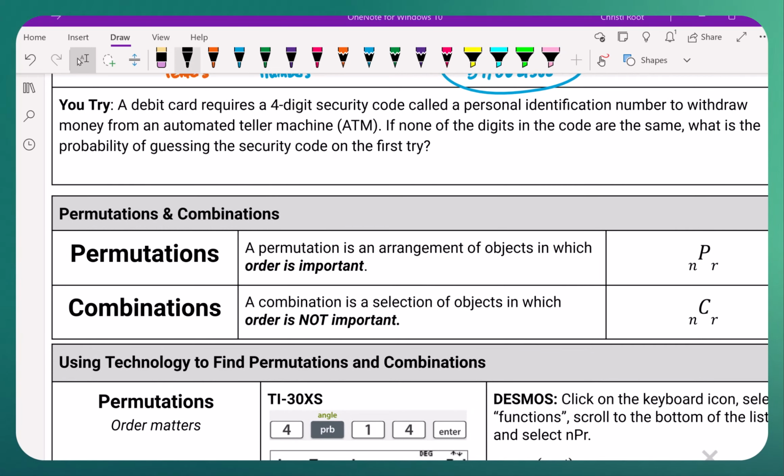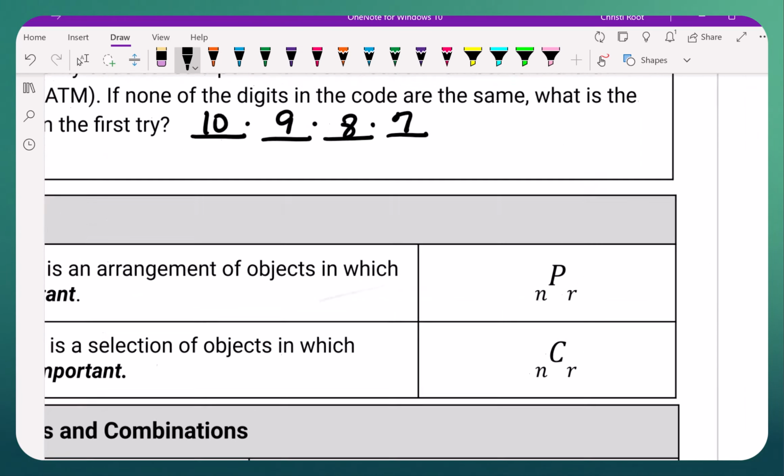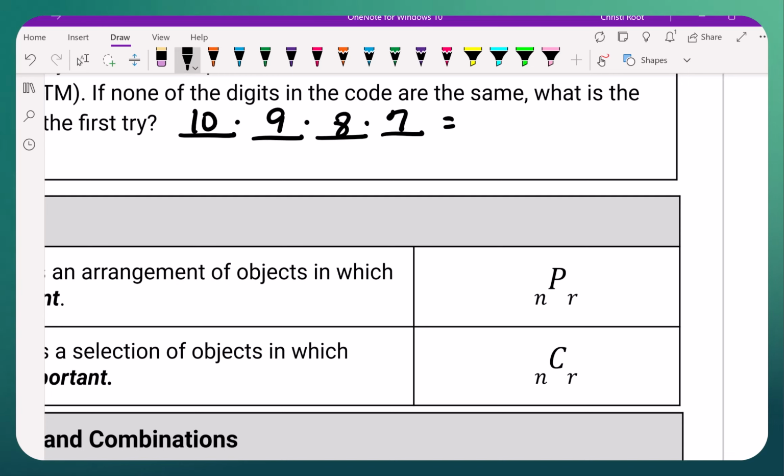Okay, so what you've got to do is you've got 4 spaces, 1, 2, 3, 4. You are not allowed to repeat. So you've got 10 digits for the first choice, and then you're going to have one less, and then one less. So the question is, what's the probability of guessing that security code on the first try? If you multiply all of these together, you get 5,040. The probability, though, would be that one correct code out of 5,040 possibilities.